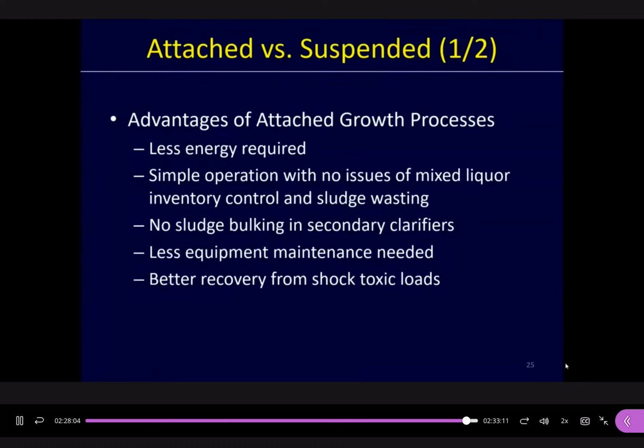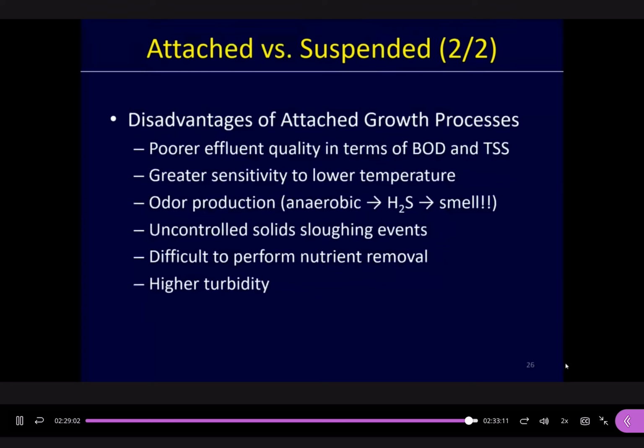Plug flow reactor. Advantages of attached growth process: less energy required, because we do not see aeration. Simple operation with no issues of mixed liquor inventory control and sludge wasting. And no sludge bulking in secondary clarifiers. We did not talk about this because of time. That was one problem that could happen in the activated sludge process, sludge bulking. Less equipment maintenance needed. Better recovery from shock toxic loads. But you can imagine poorer effluent quality in terms of BOD and TSS, though that's relative to activated sludge.